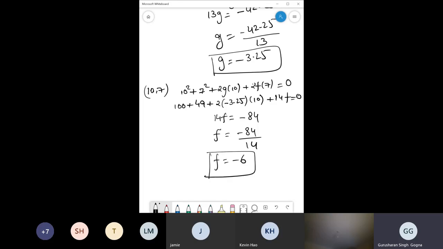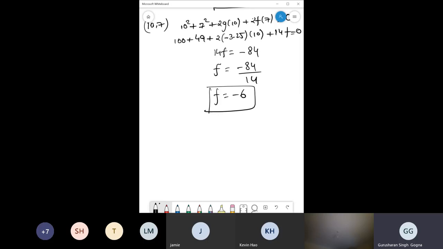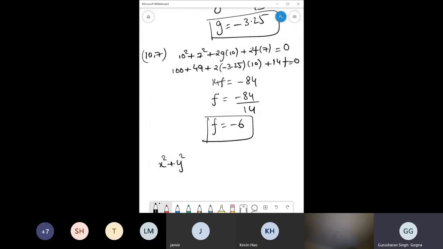Okay. So we got G, F, C, and then you put it back in your original equation. So x square plus y square plus 2gx. Okay. G is minus 3.25. So 2 multiplied by minus 3.25 will give you 6.5. So minus 6.5x plus 2fy, sorry, so minus 12y, and c is 0, so you don't need to write it. So this is the equation of the circle.